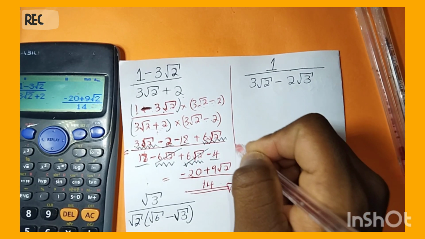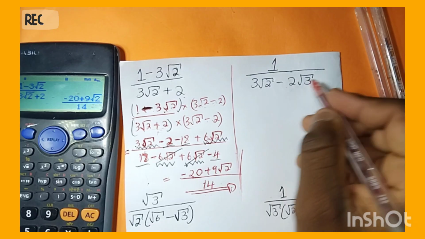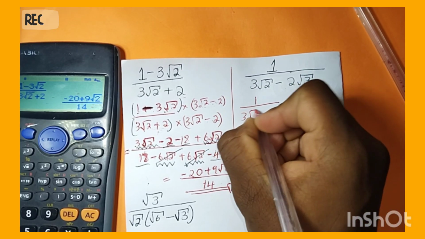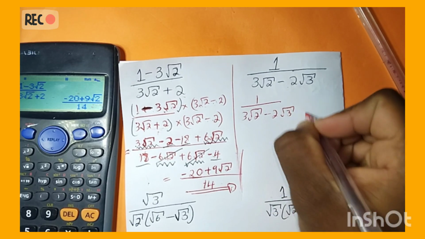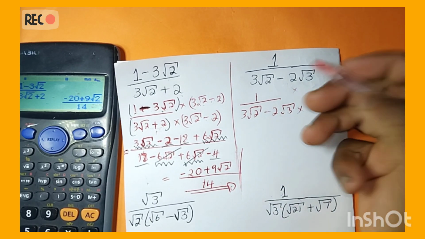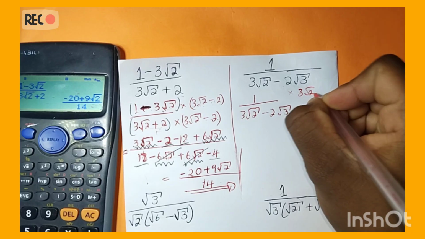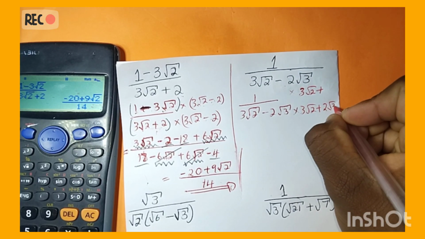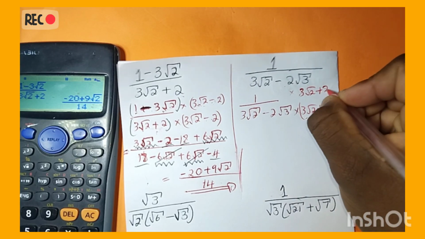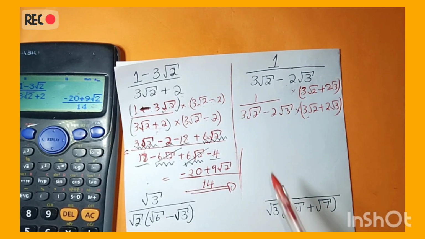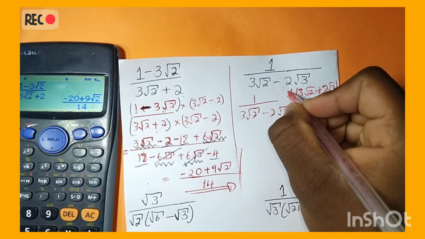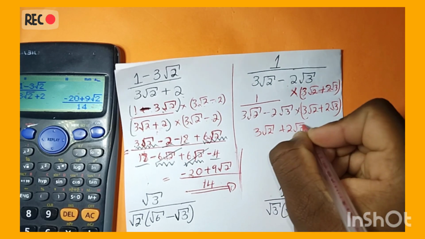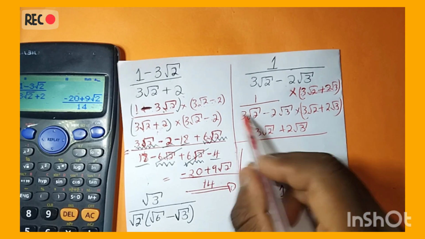Then what about this one, guys? What about this one? For this one, I multiply by its conjugate. The conjugate of this, meaning that it's 3 square root of 2 plus 3 square root of 2, which is 2, 3. And here it's 2 square root of 3. So anything, guys, when you multiply with 1, you should get the same thing. Divide this, multiply with that one.